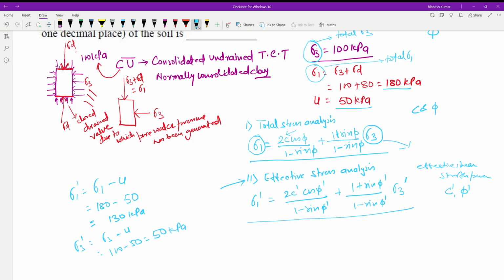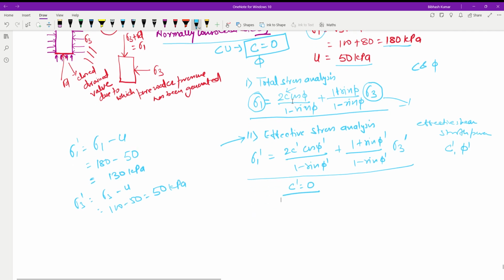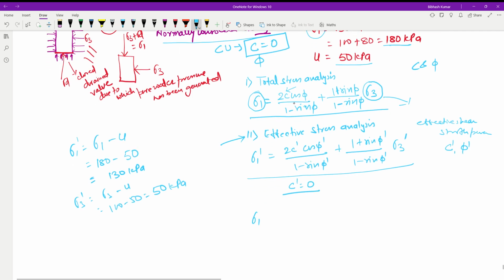Alright, now you just substitute. One thing is that for normally consolidated soil, if you perform a CU test, what will be the value of c? c is going to be 0. So only phi value you will obtain for normally consolidated soil, but for over consolidated soil you will get c and phi both. So for normally consolidated, c dash is going to be 0, so simply the equation will converge like this.